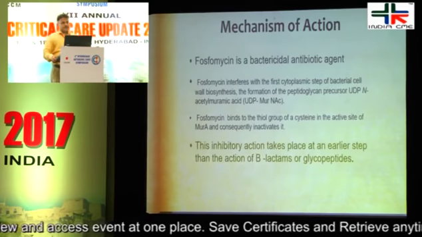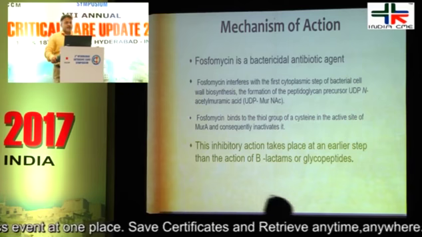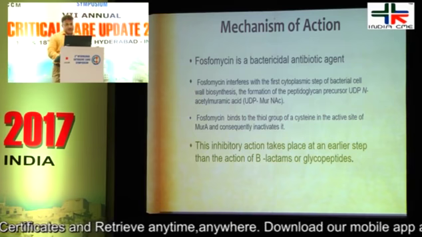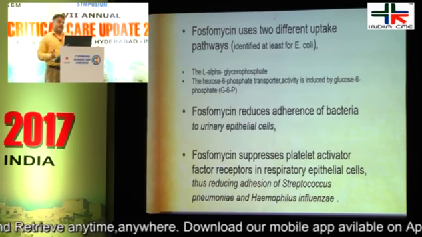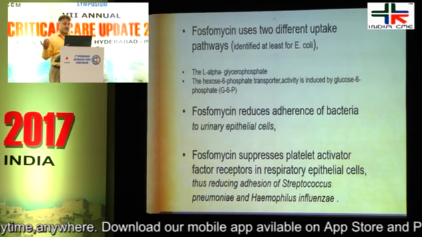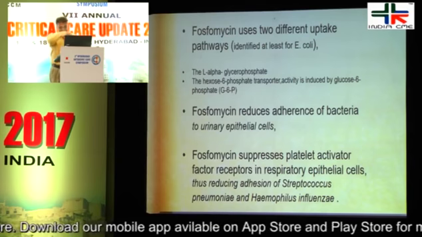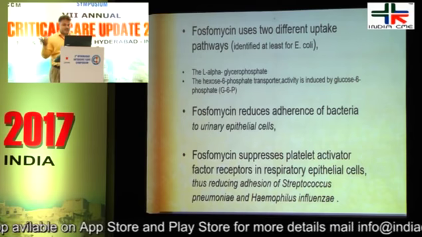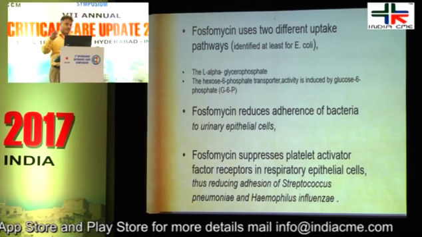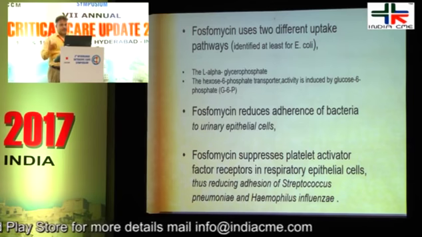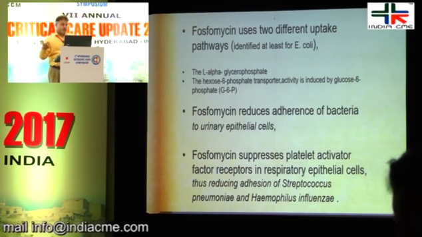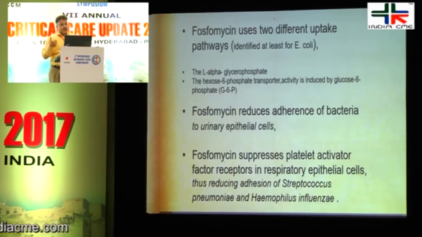Mechanism of action: it is a bactericidal antibiotic and it interferes with bacterial cell wall synthesis. What we need to understand is that it has not one mechanism, it has 2 mechanisms. First, it works in the initial step of cell wall synthesis. Along with that, it has the G6P pathway to enter in another way. Along with that, it reduces the adherence of bacteria to urinary epithelium. That's why it is used for UTI, and it also reduces the receptors at the respiratory epithelium.